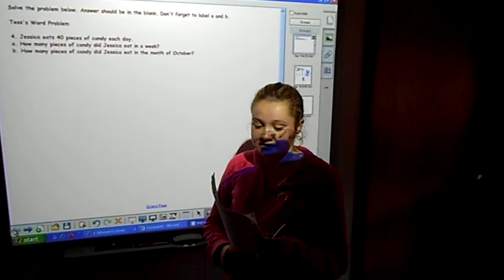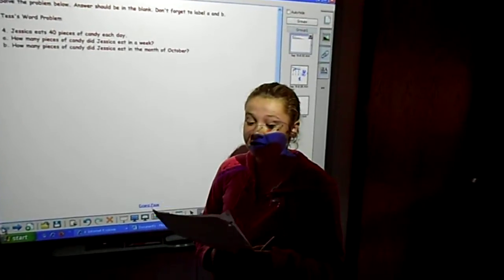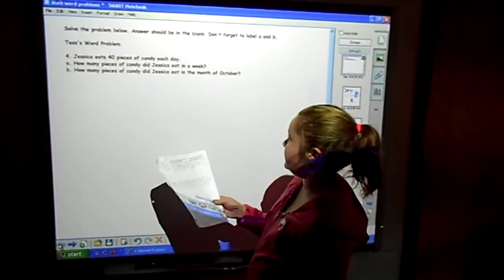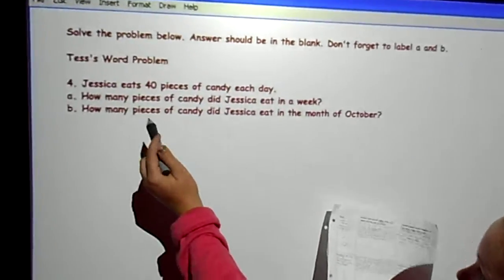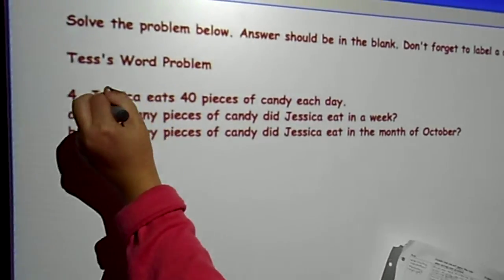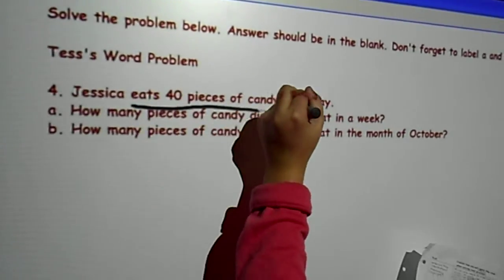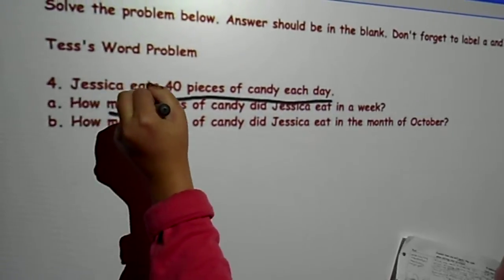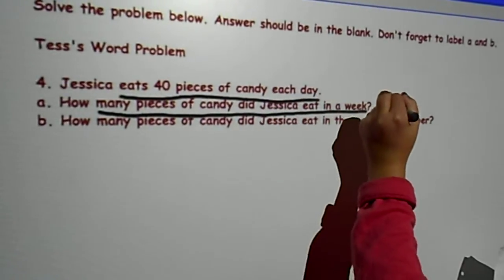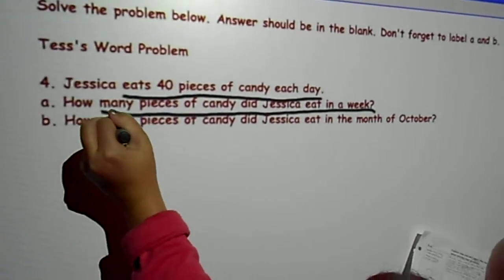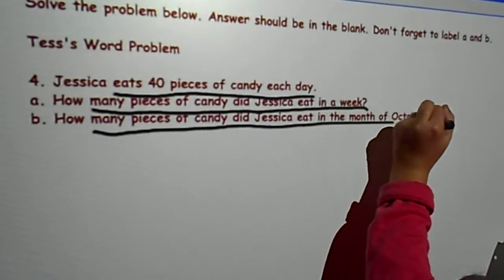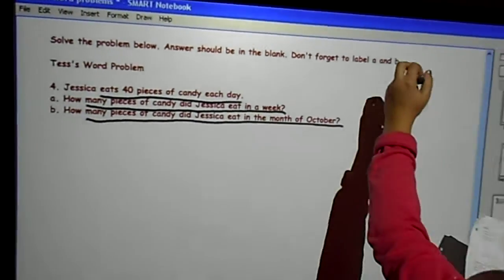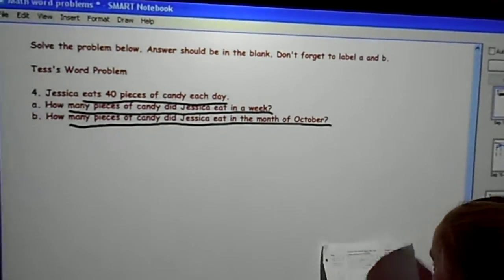So, second, the second rule is you have to underline all the key information. So, you have to underline "eats 40 pieces of candy each day." How many pieces of candy did Jessica eat in a week, and how many pieces of candy did Jessica eat in the month of October.